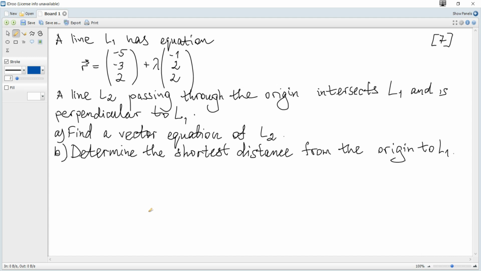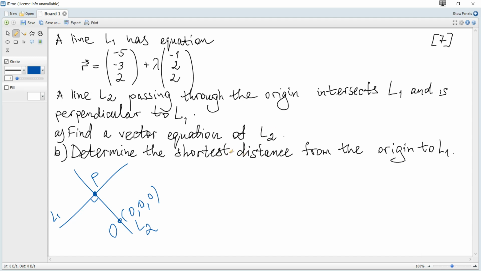A line L1 has equation, a line L2 passing through the origin intersects L1 and is perpendicular to L1. Find the vector equation OL2. The situation looks like this. There is a line L1, there is a line L2 passing through the origin, point O. Let them meet at point P and these lines are perpendicular.